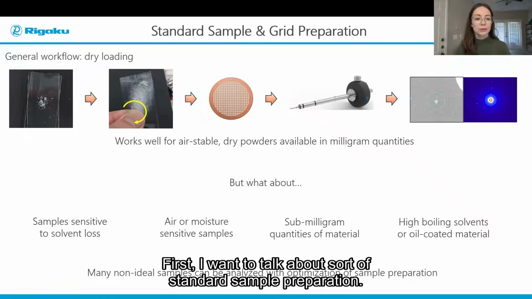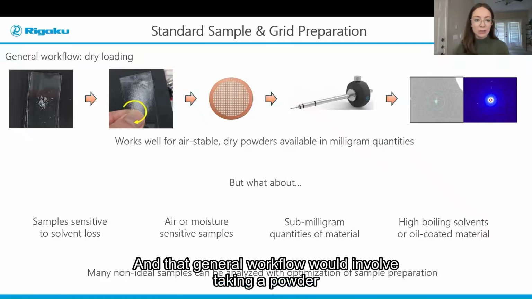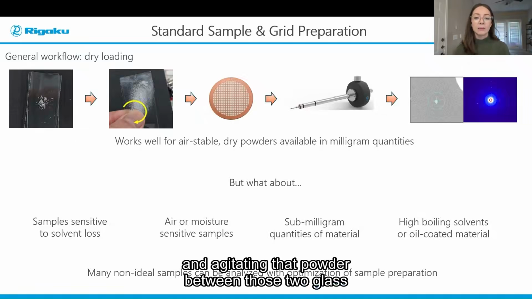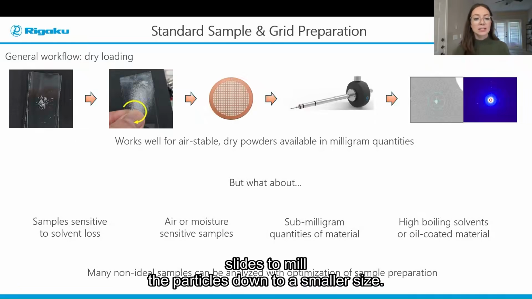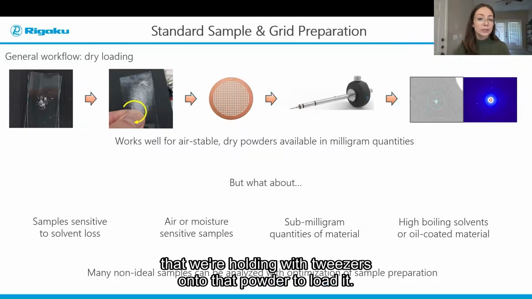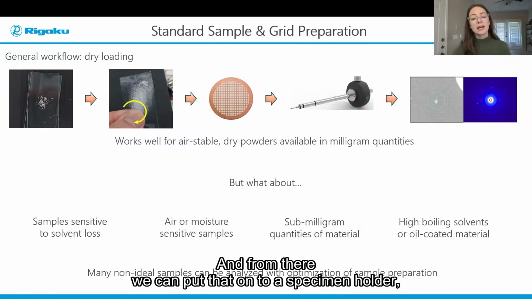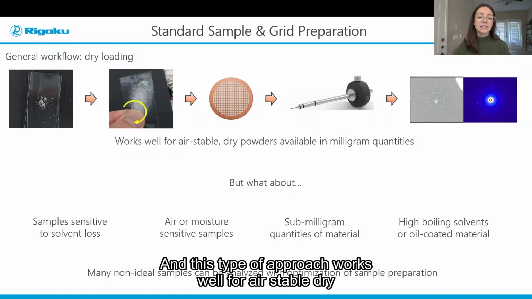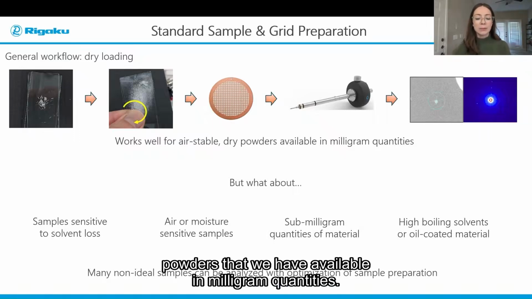First, I want to talk about standard sample preparation. That general workflow would involve taking a powder crystalline material, placing that between two glass slides, and agitating that powder between those two glass slides to mill the particles down to a smaller size. We would take this powder and tap a TEM grid that we're holding with tweezers onto that powder to load it. And from there, we can put that onto a specimen holder, insert it into the diffractometer, and collect our data.